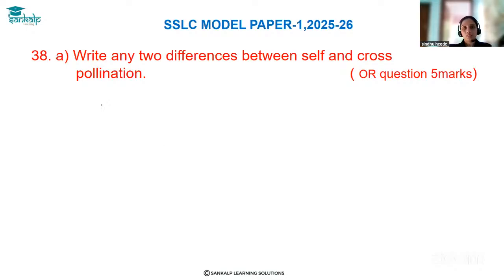Hello everyone. Let us see question number 38. This is an OR question, and this question 38 contains sub questions A, B, C. In A, write any two differences between self and cross pollination. You have to write any two differences between self and cross pollinations. Pollination is the process that takes place in flowers, which is a reproduction method in flowers, right?